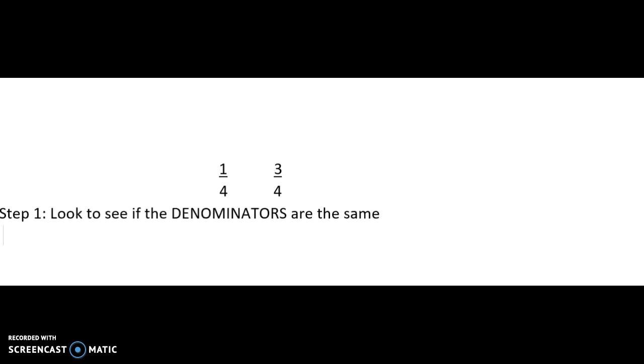Whenever we're comparing fractions, the first thing we want to do, step one, is to look and see if the denominators are the same. Remember that the denominator is the number on the bottom of our fraction. So if we look at 1/4, our denominator would be 4. If we look at 3/4, our denominator is also 4. So they have the same denominator.